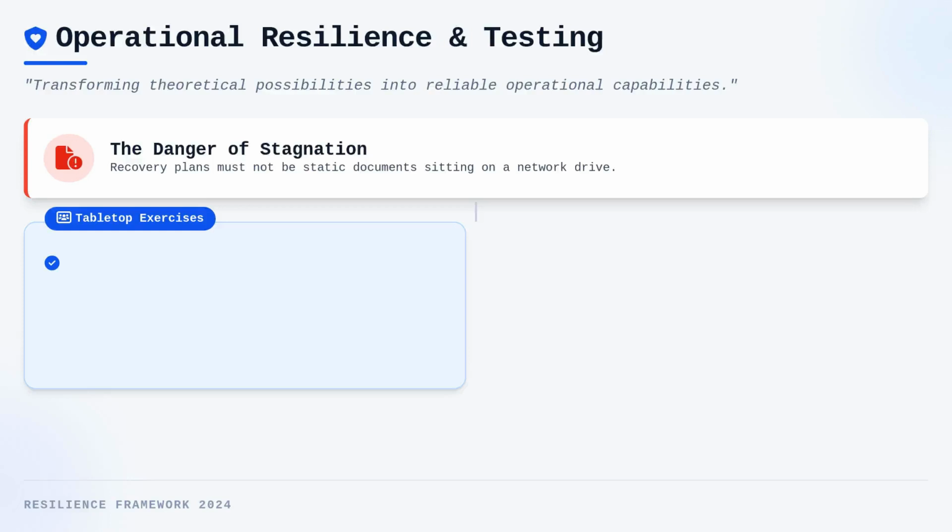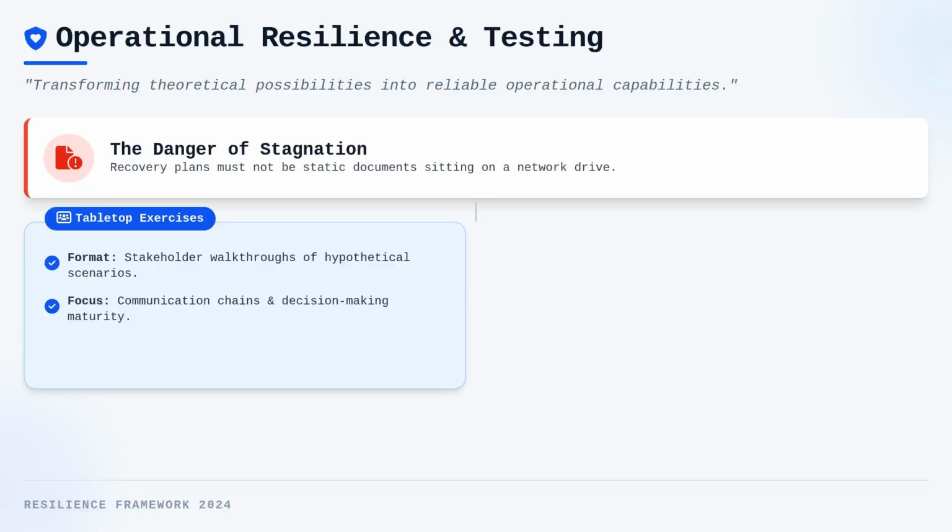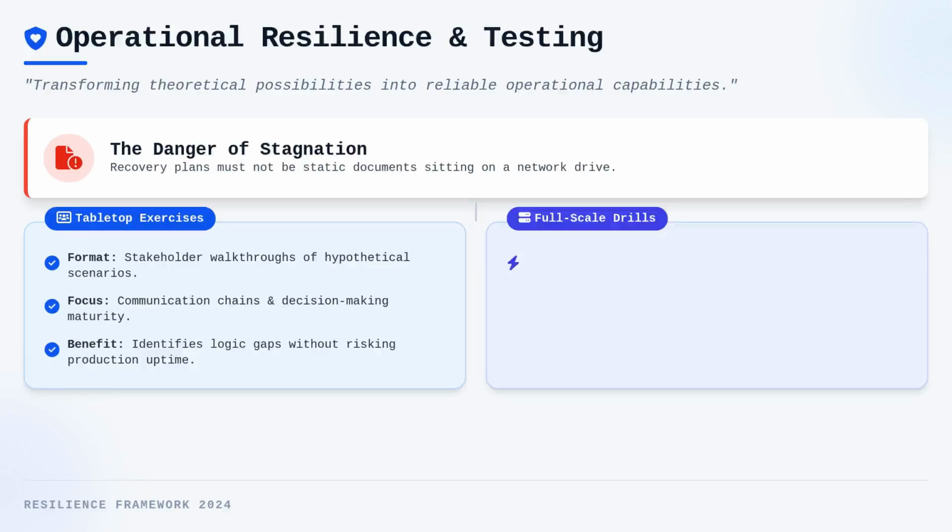Tabletop exercises involve stakeholders gathered in a conference room to walk through a hypothetical disaster scenario, testing communication chains and the maturity of decision-making processes under pressure. These sessions are incredibly efficient for identifying gaps in organizational logic without risking the actual uptime of your production services.